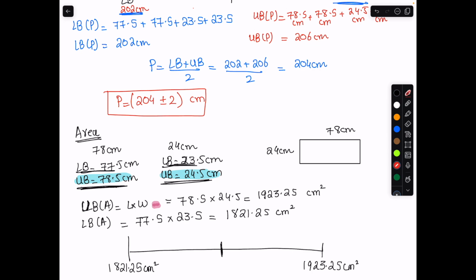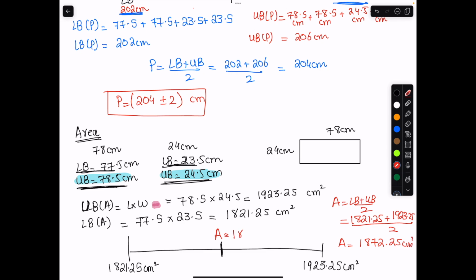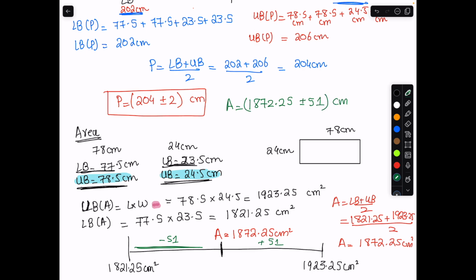So my area would be, as done in the previous case, the lower bound plus upper bound divided by 2. So this will be 1821.25 plus 1923.25 divided by 2. And if you see, my area turns out to be 1872.25 centimeters squared. Now, if I see the difference between these two, you will notice negative 51, and this is positive 51. And you can see how the area has basically increased. So I can write 1872.25 plus minus 51 centimeters squared. So this is your area, and the error has increased much more while calculating the area.